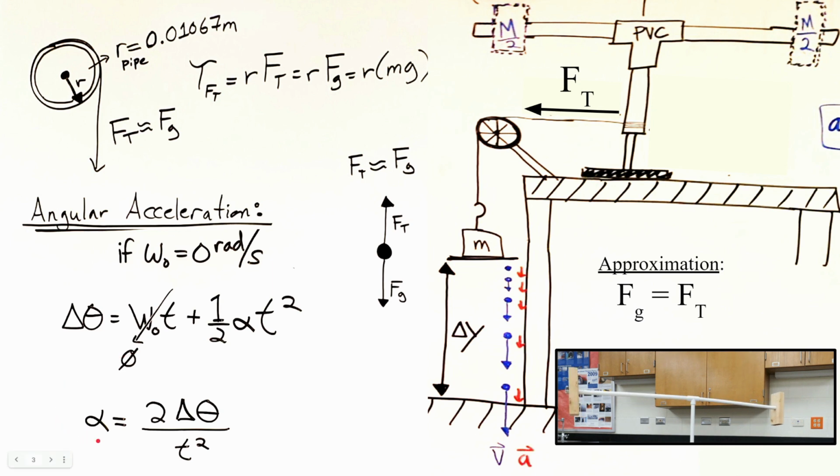So solving that for angular acceleration, we get that we can estimate it by taking twice the angular displacement divided by that measured time squared. And this would basically give us one data point. So for a given applied torque, what the resulting angular acceleration was of the system.